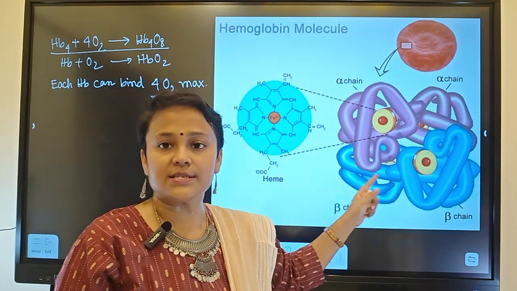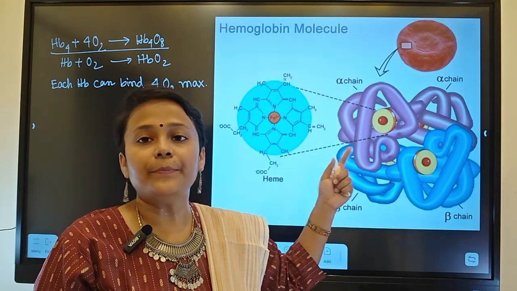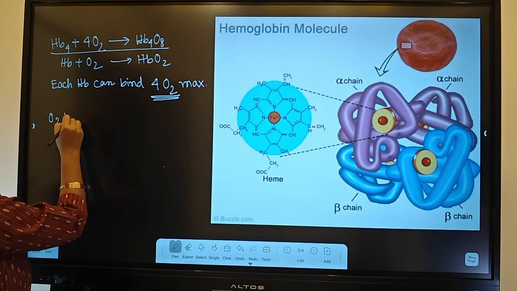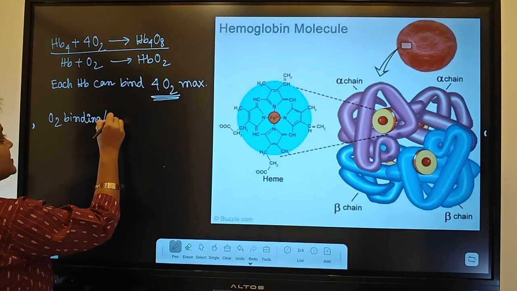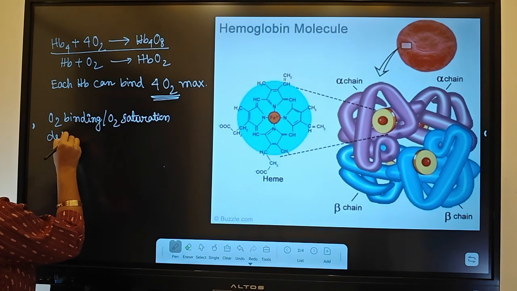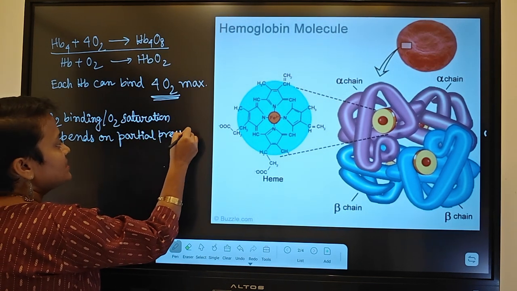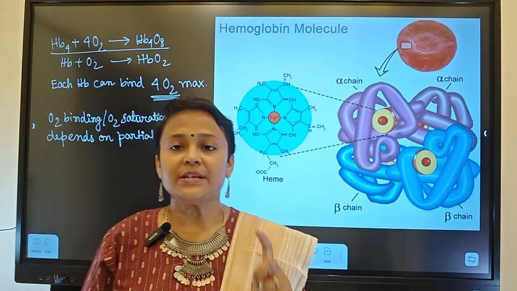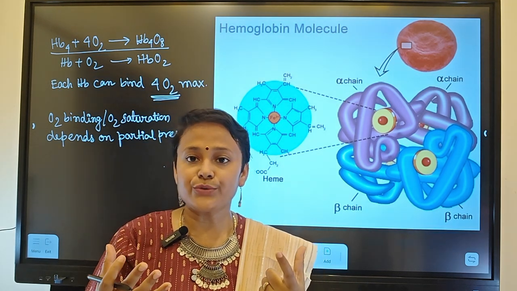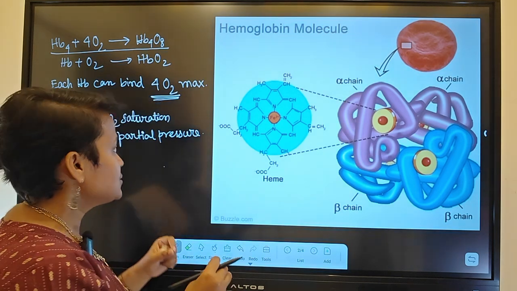Okay. So this percent saturation, how many oxygen will bind to the hemoglobin, depends on the partial pressure. So oxygen binding, or we can say oxygen saturation, depends on partial pressure. Now what is partial pressure? Partial pressure is nothing but the pressure exerted by a single gas in a gas mixture. As air contains oxygen, nitrogen, all the components are there. That's why we will use the term partial pressure. Okay, so it depends on the partial pressure.